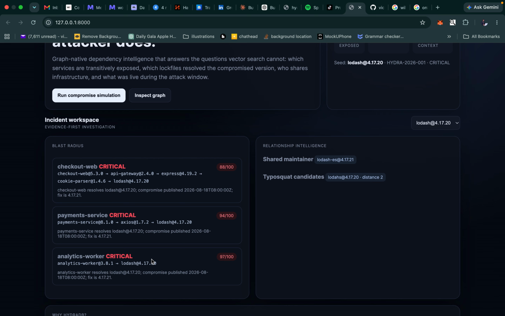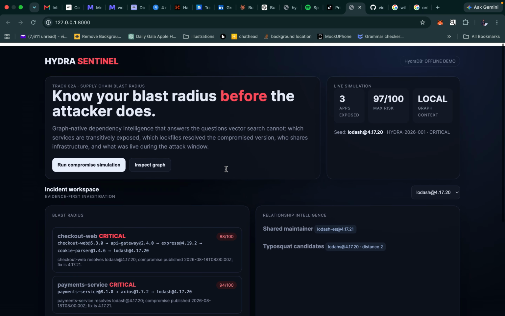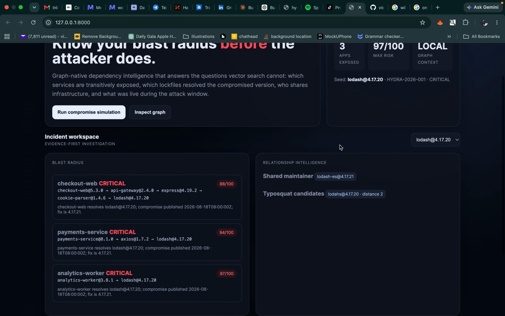And Sentinel doesn't stop at affected. Every finding is explainable. We show exactly which dependency path created the exposure, which version was resolved, when the compromise was published, and which fixed version should replace it. The system also prioritizes the blast radius with an explainable risk score, which we have here and over here too.